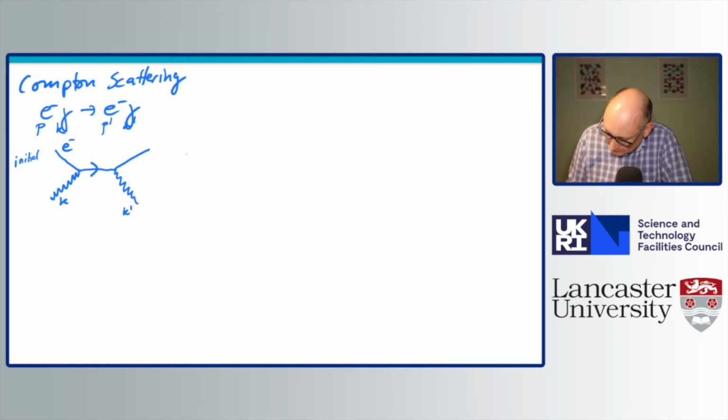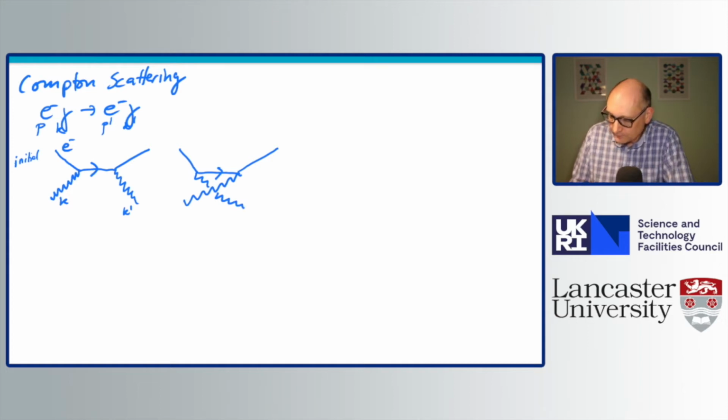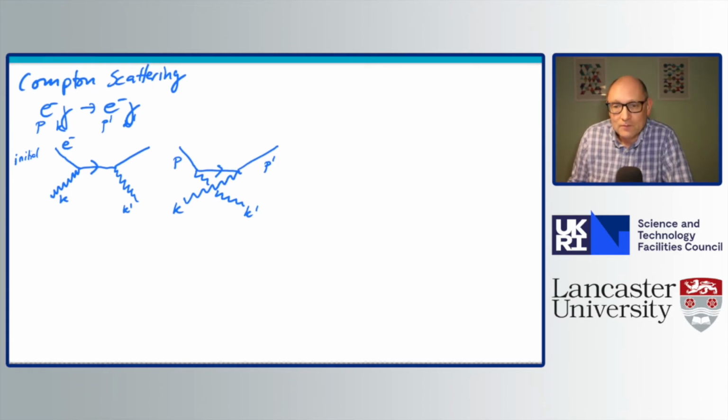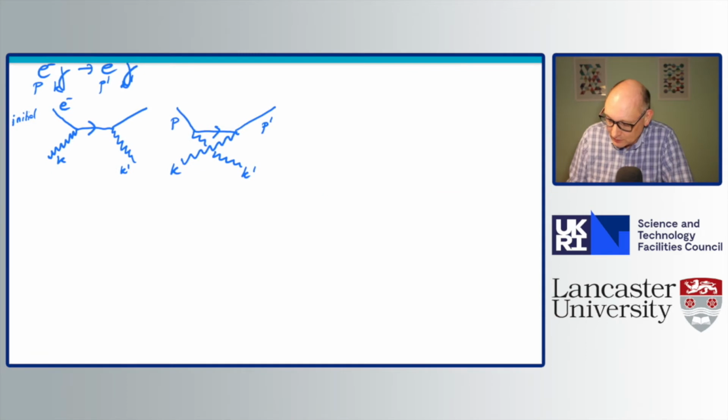The other diagram is the one where the photons are connected in the other order. K, K prime, P, P prime. So, now that we've drawn all the Feynman diagrams, all two of them, we can use the Feynman rules to write down the expression for the amplitude.